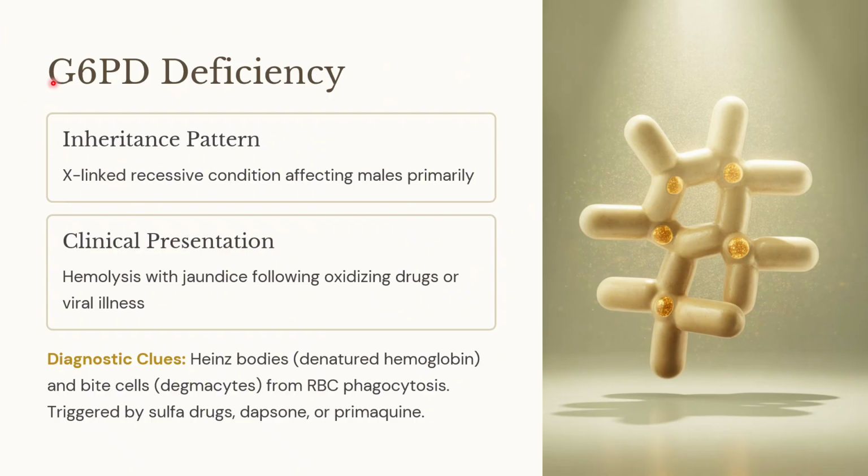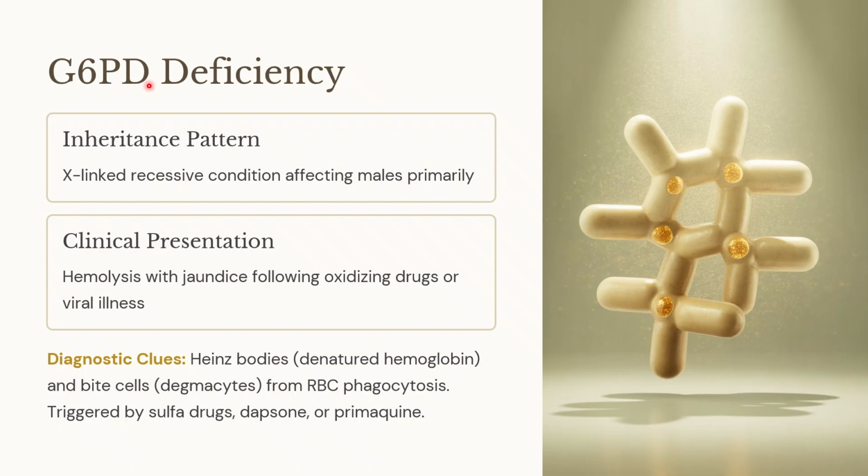What happens in G6PD deficiency? G6PD deficiency is X-linked recessive. We want G6PD to protect the cells from oxidation. So the cells cannot be protected when there is a G6PD deficiency, and they will present with hemolysis as well as jaundice following oxidizing drugs or viral illness. What drugs can precipitate it? They can be triggered by sulfa drugs, dapsone, as well as primaquine. So because of all these drugs, the hemolysis will happen.